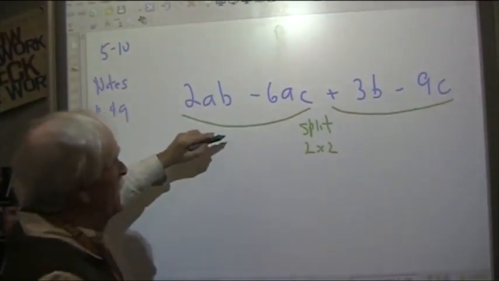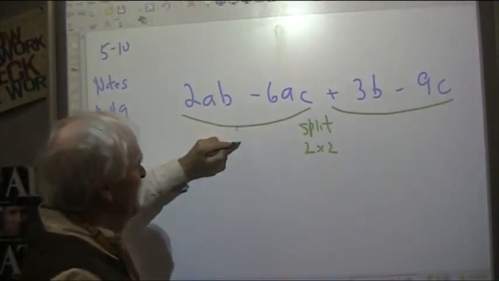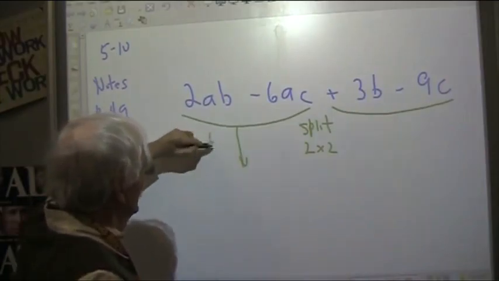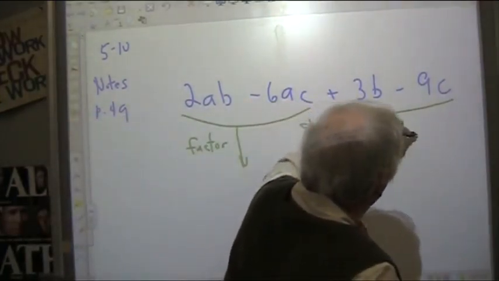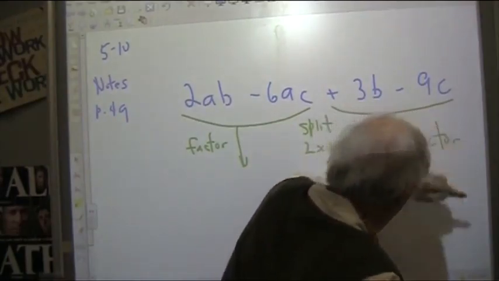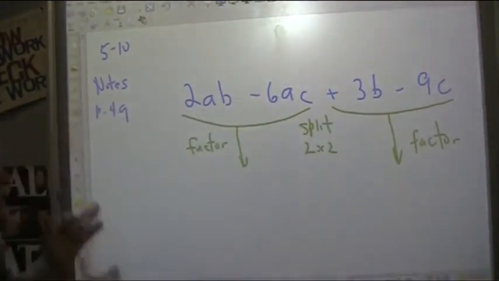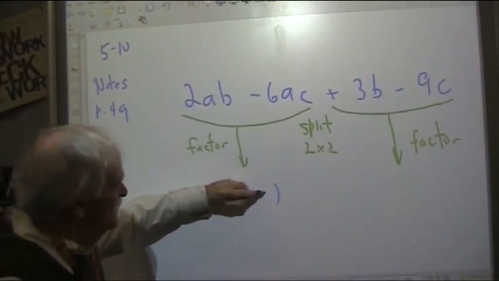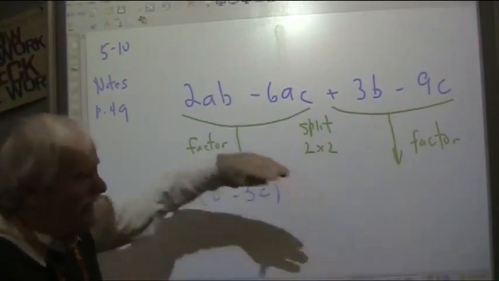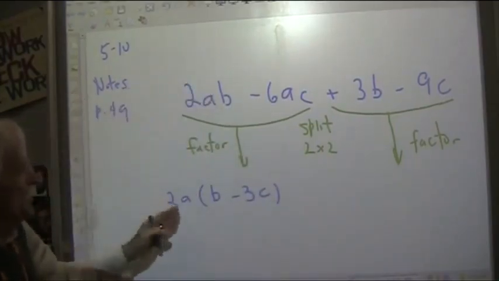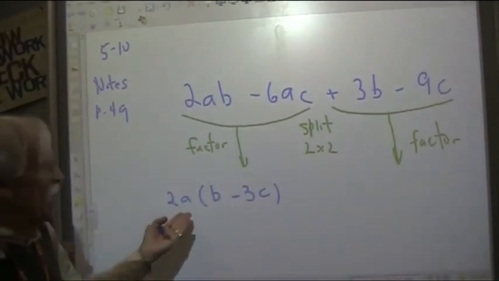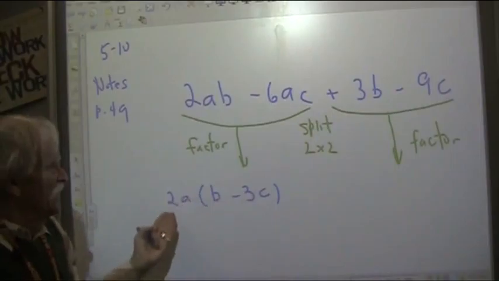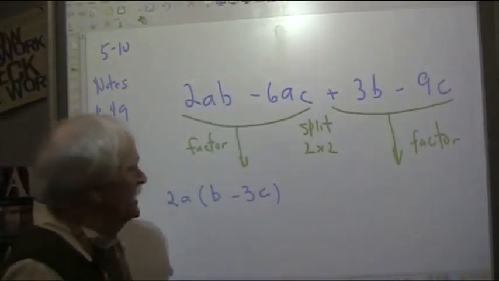And then what do we do now to carry out our factorization further, ladies? GCF. So we factor that one, and we factor that one. What's the GCF of the first grouping of 2? It's 2a, and what is my residue? B minus 3c. Then we check. 2a times b is 2ab, 2a times negative 3c is what? Negative 6ac, perfecto.